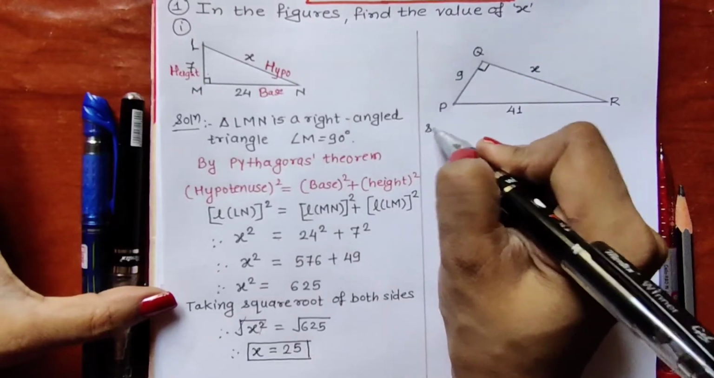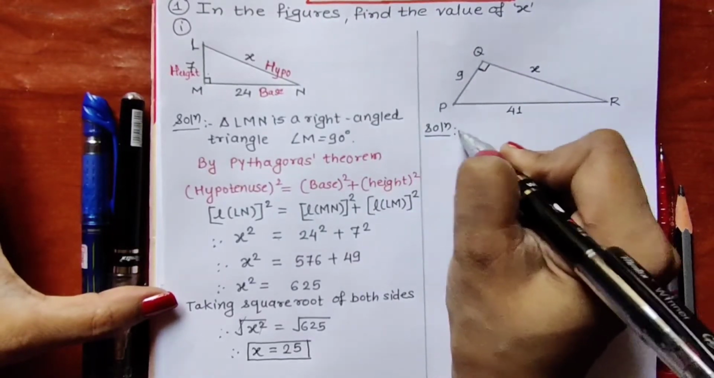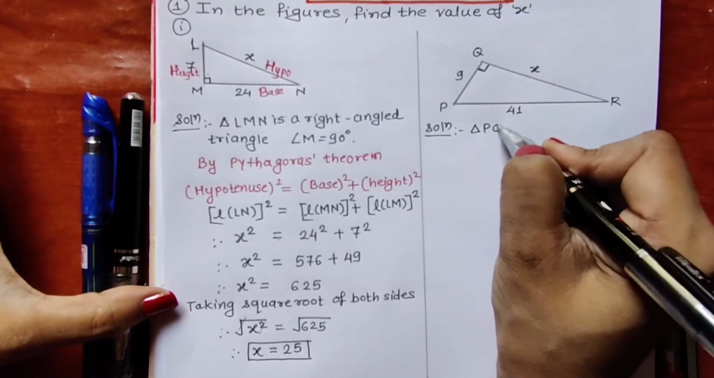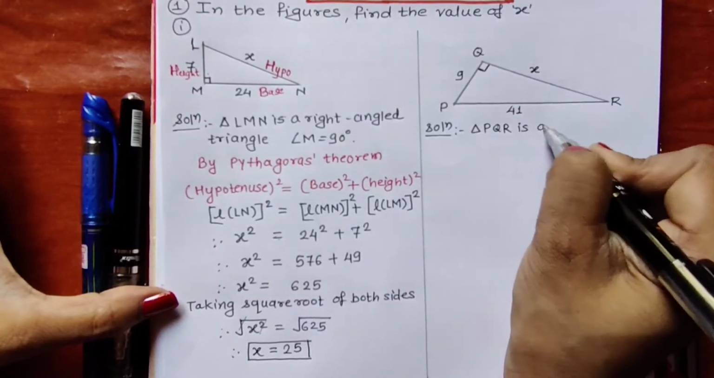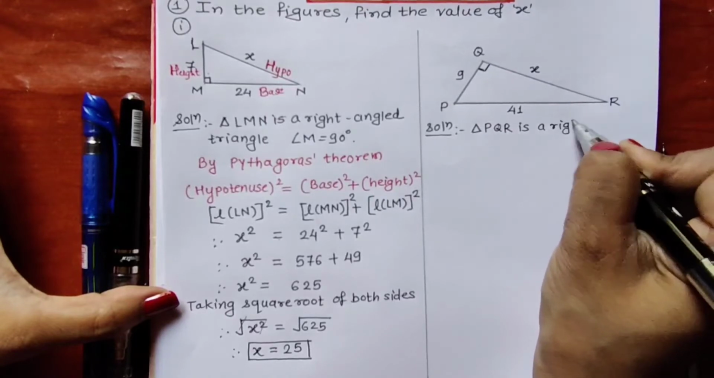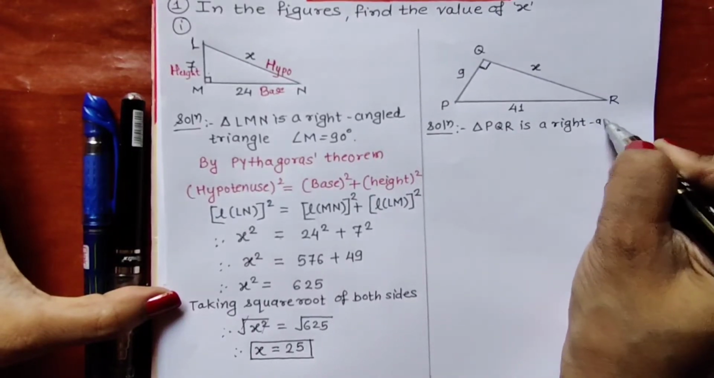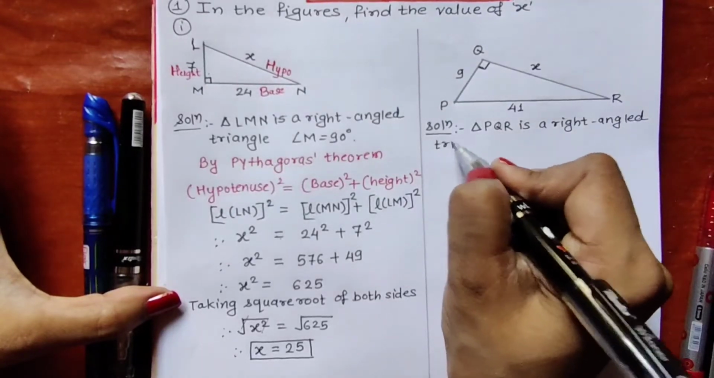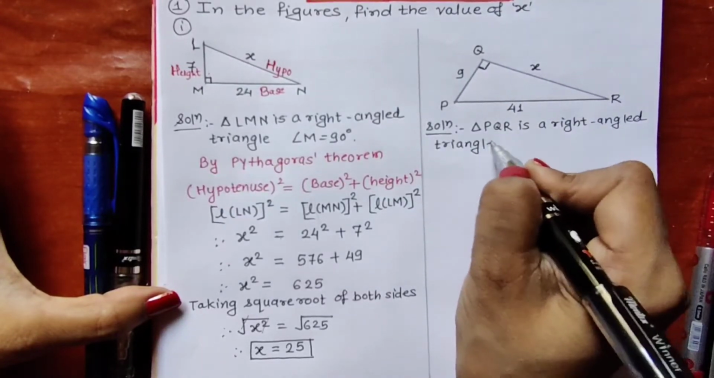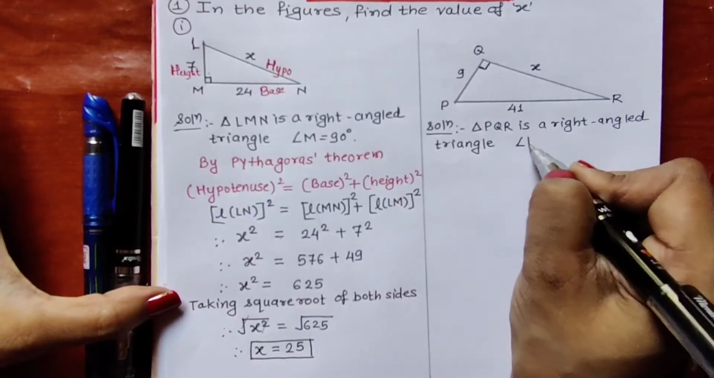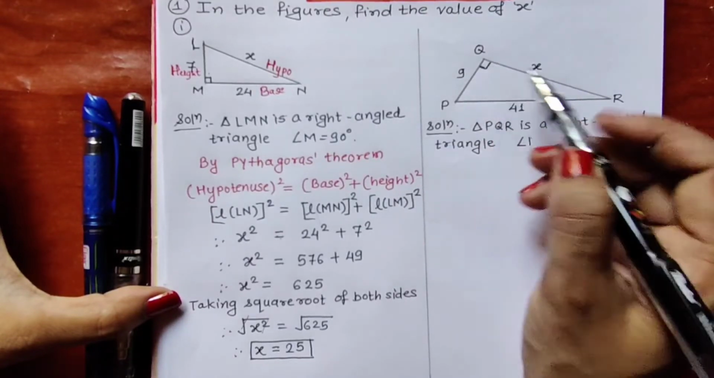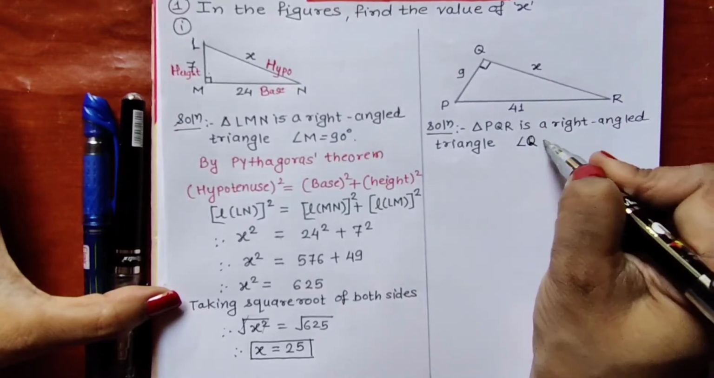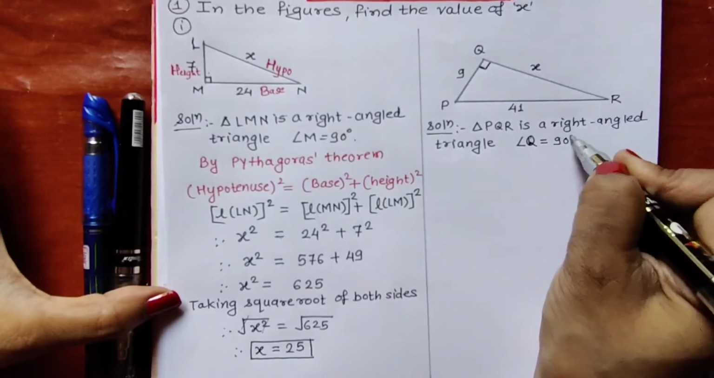Solution: we start by writing the name of the right angle triangle. Name of the right angle triangle is triangle PQR. It is a right angled triangle. Angle, which angle is 90 degree? Angle Q is 90 degree. At Q we can see the 90 degree symbol, so angle Q is equal to 90 degree.